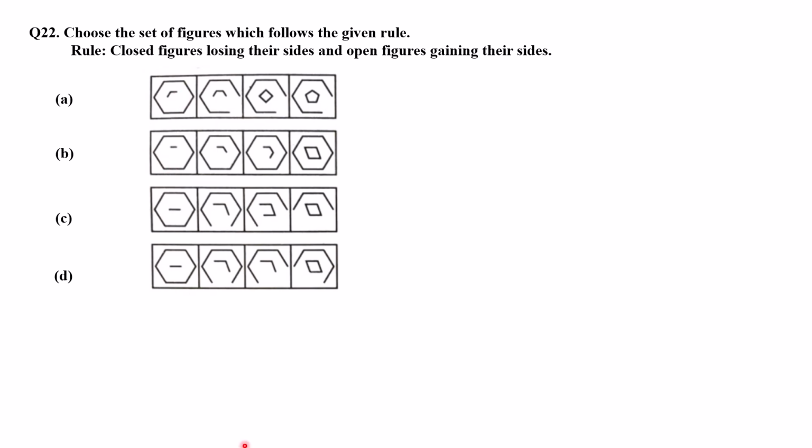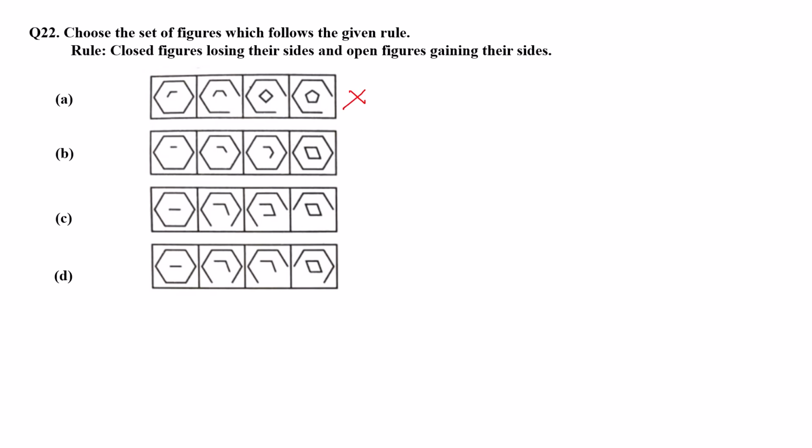Now you all must be knowing open figure and closed figure, isn't it? So closed figure means where starting and ending point will be same and open figure means starting and ending point will not be same. So if you see the first figure, the closed figure was the outer figure, isn't it? Outer hexagon. Now, so in the second case, one side is gone. In the second case also one side only is removed, but it should further lose the side, isn't it? So here one side is gone, then here two sides should be gone, then three sides should be gone. So this is not following the pattern. So first one is wrong.